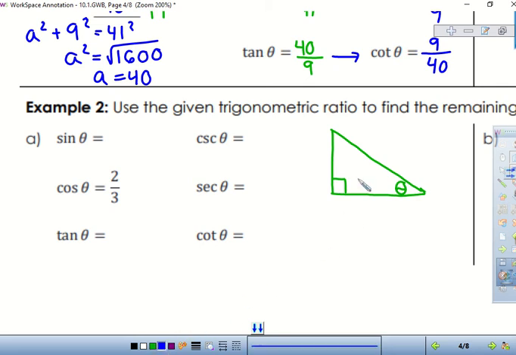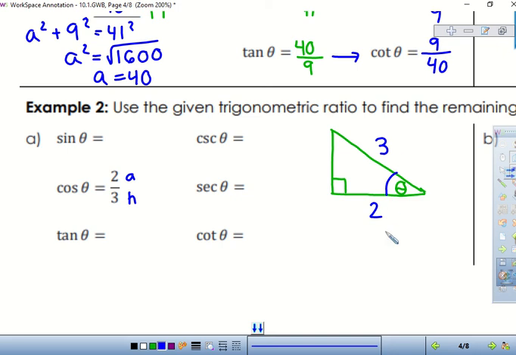So now that we've identified a theta, we're going to use the information they gave us about cosine to figure out the other sides. So cosine is what over what? Good. So my hypotenuse has to be 3, and my adjacent, this side right here, according to my theta, has to be 2. So does everybody see how I got that?